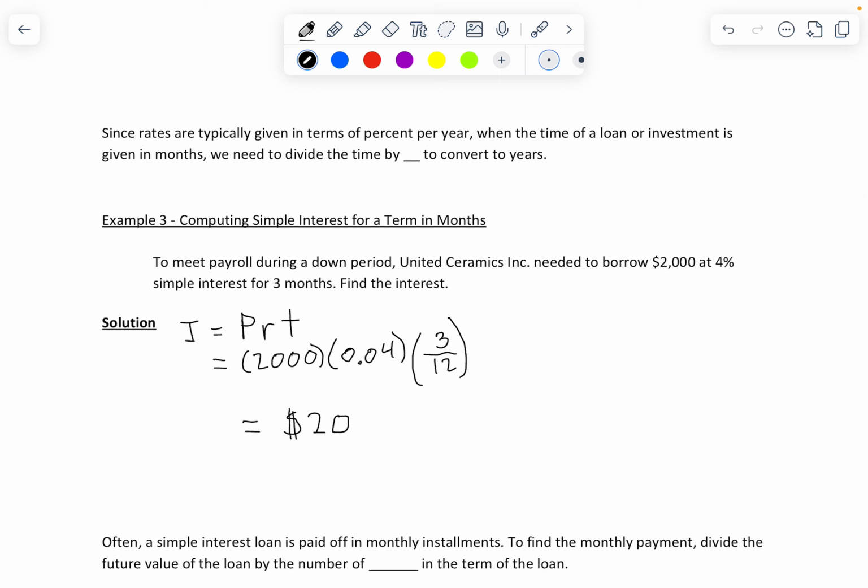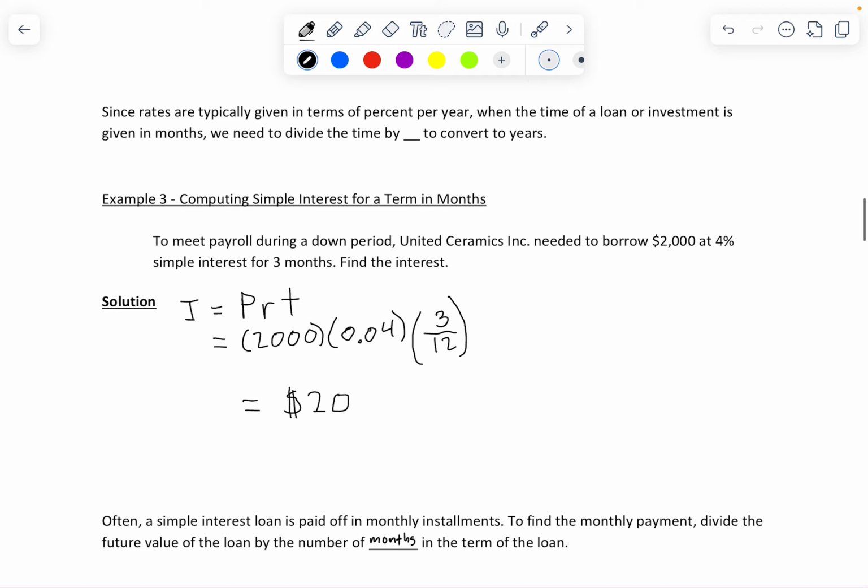Often, a simple interest loan is paid off in monthly installments. To find the monthly payment, divide the future value of the loan by the number of months in the term of the loan. Let's take a look at an example of that.